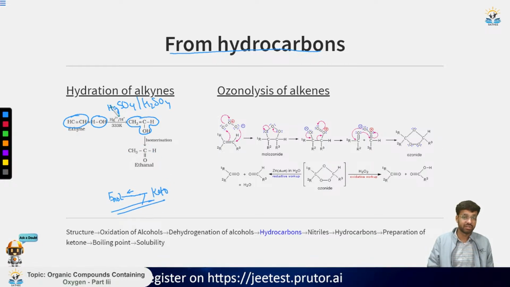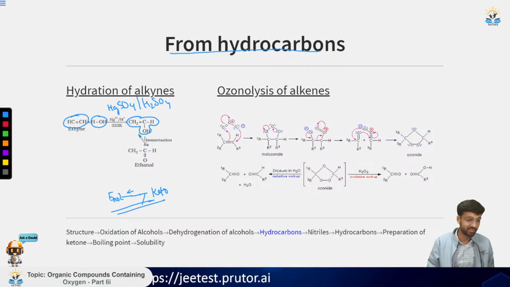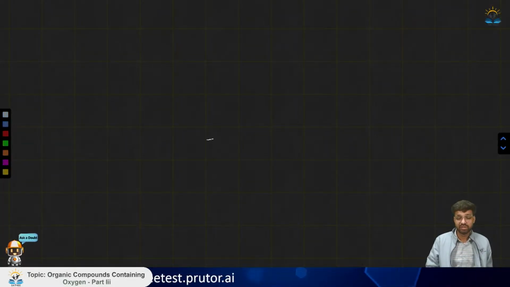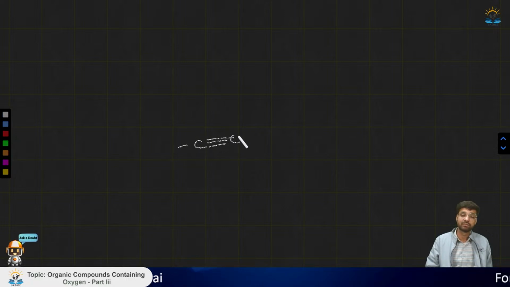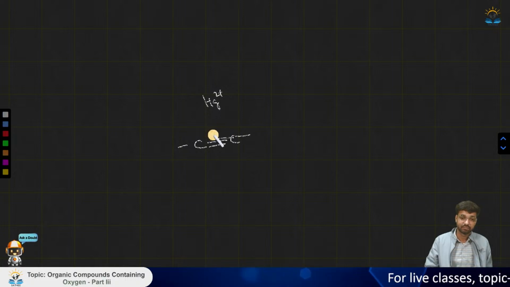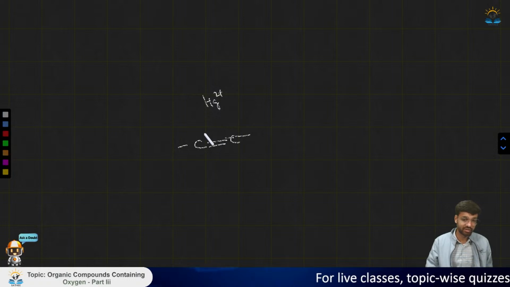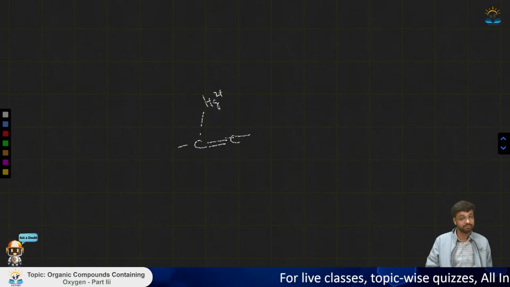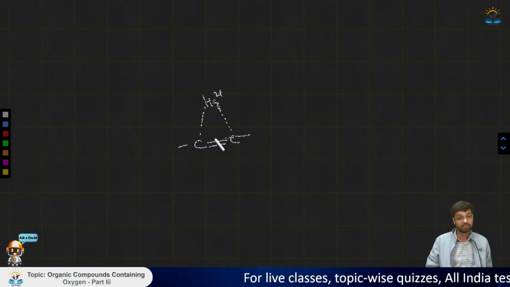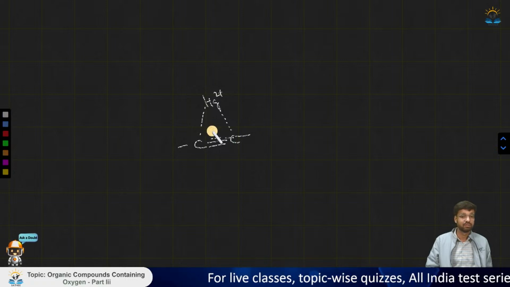So this is about the hydration of alkynes. Now if you want to know the mechanism, it happens like this. So this is the alkyne that we have here. Now Hg2+ will form an intermediate like this, because this alkyne has pi electron density. It will form an intermediate which will look like this.